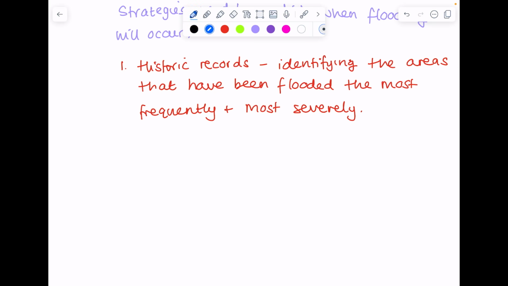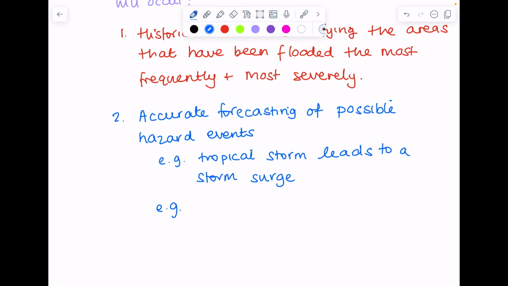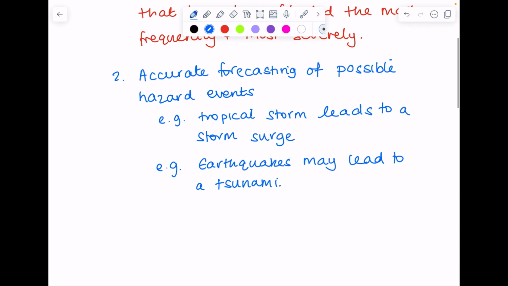Next up, accurate forecasting of possible hazard events. So, for example, if you know that a tropical storm's coming, then that might quite likely lead to a storm surge. And if you have an earthquake, then there's an increased likelihood, obviously, that a tsunami might occur. And this will also enable you to make predictions about the potential strength and scale of a particular event.